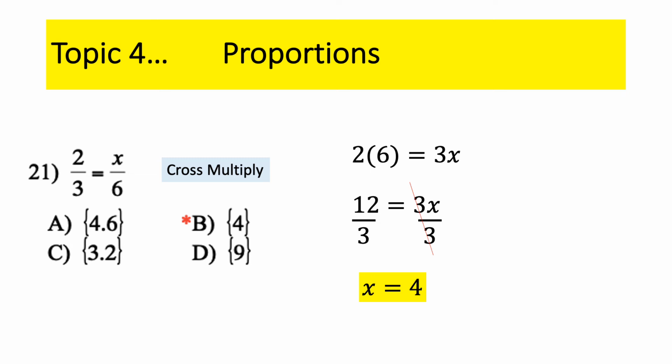Notice that's answer B. They left off the x. That's another way of writing answers to algebra problems, is to put them into braces. And this test will do that. If there's an algebra problem, it won't say x equals 4. It'll just say 4 inside those braces. All right, that's topic number 4, proportions.